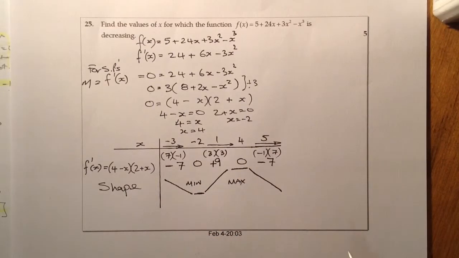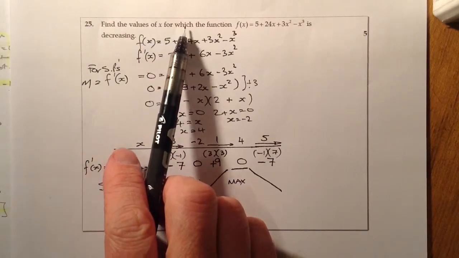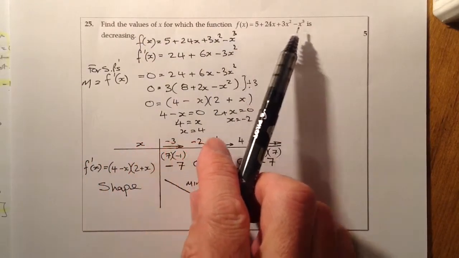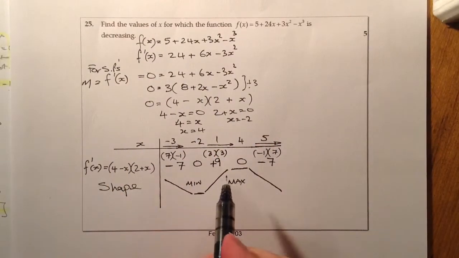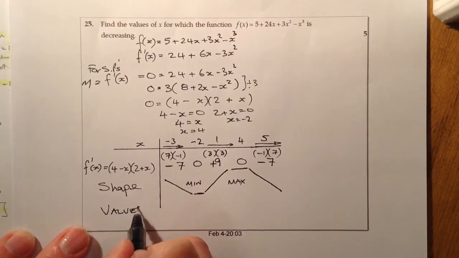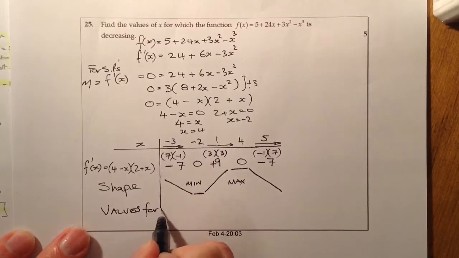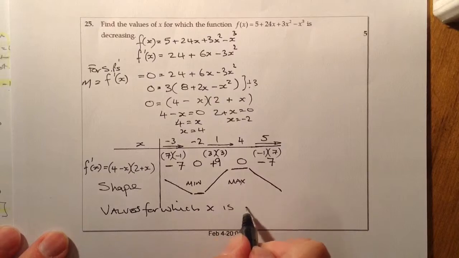Okay, so the question that I've been asked to solve here is to find the values of x for which the function is decreasing. Decreasing is going from left to right in a downward motion. So what I can say here is the values for which the function is decreasing.